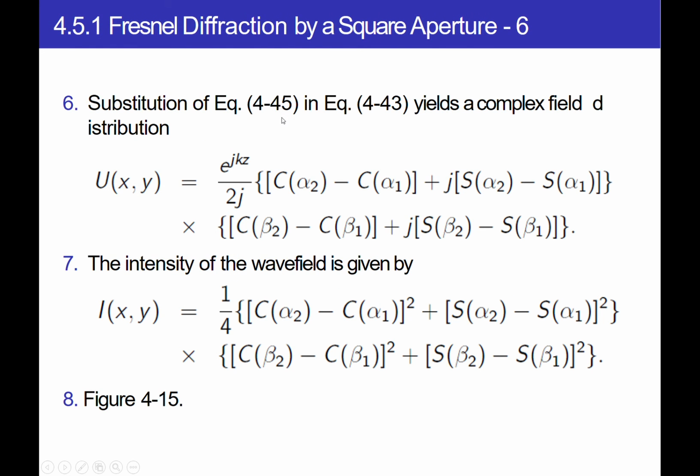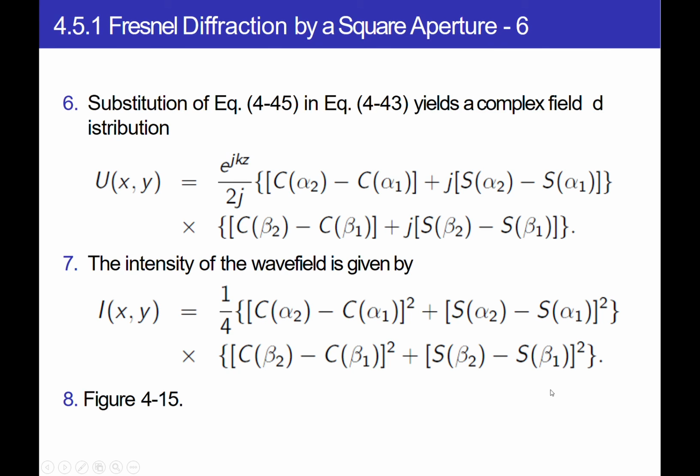And then substituting what we have learned in the classroom, our field at the observation point is going to change into Fresnel cosine, Fresnel sine, Fresnel cosine, Fresnel sine for different limits. Okay, and then the intensity of the wave field is given by the absolute square of this value, such that we get 1/4 of this, and then we have these terms.